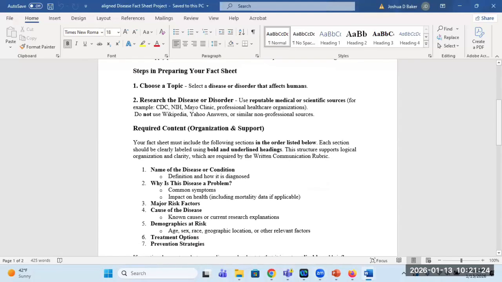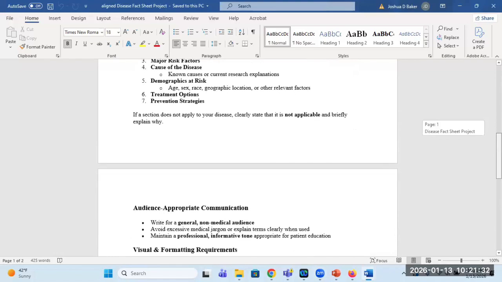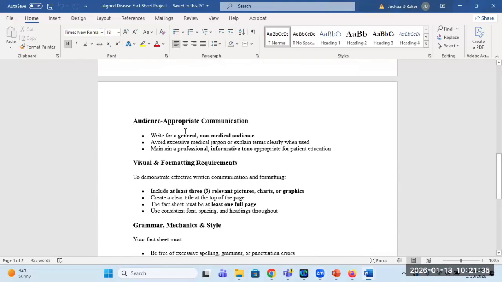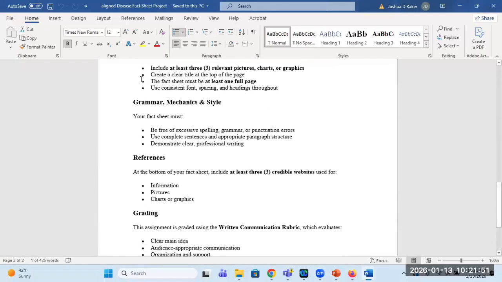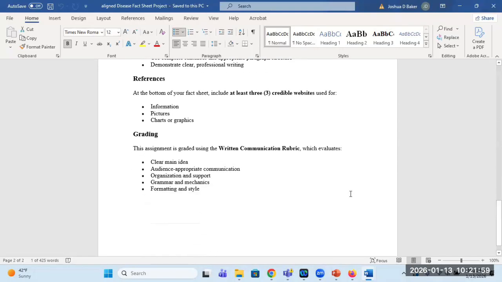So I'm telling them in steps: choose your topic, research it. And I'm telling them like this, required content, a little bit easier to explain, what their audience, appropriate communication. So this is for making a disease fact sheet for people that are coming into the office. Then we're going to talk about chain of infection, but I'm telling them I'm looking for grammar, mechanics, style. They have to give me references. I'm telling them how to grade it, and then I will also give them a copy of the rubric.